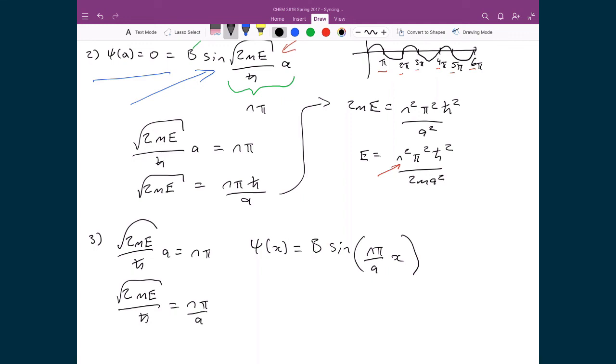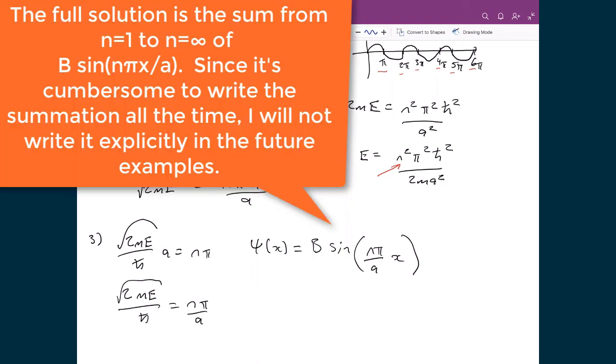And then again, this solution satisfies the boundary conditions that we just talked about a second ago. If x is equal to 0, the sine of 0 is 0. That's my first boundary condition. If my x is equal to a, then the a cancels with the a on the bottom of the interior part of this function, and I have the sine of n pi, which again is equal to 0. And so, at least up to this point, this is the final solution for this problem.